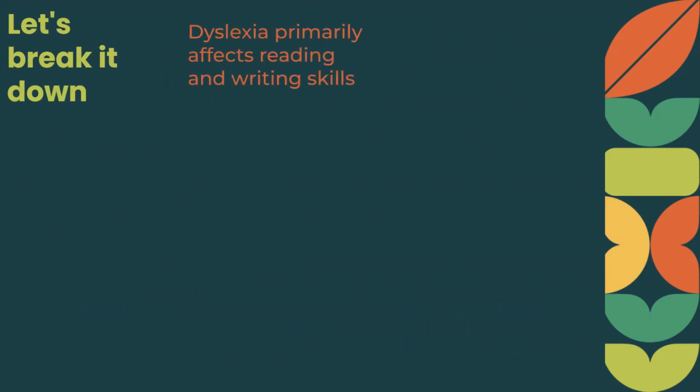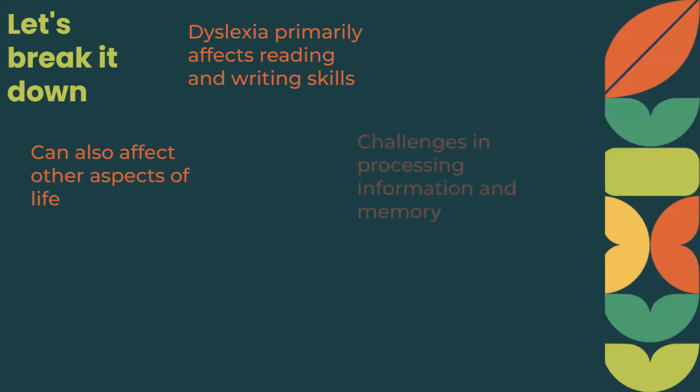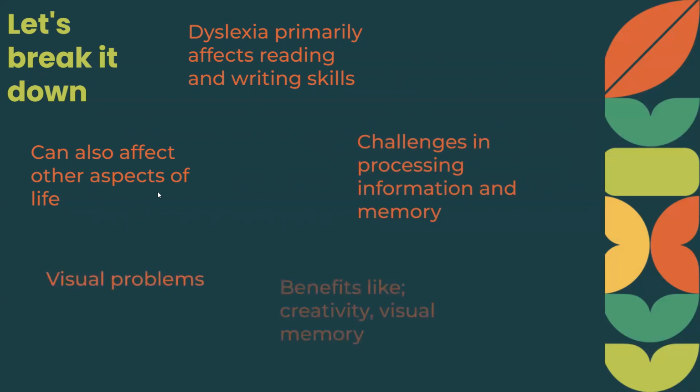So dyslexia is primarily an SEN that affects reading and writing skills in children and adults, and it can also affect other aspects of life. We'll get on to what those other aspects are in a minute. And it will also include challenges in processing information, visual problems, but dyslexia also has a number of benefits, such as creativity and a strong visual memory.